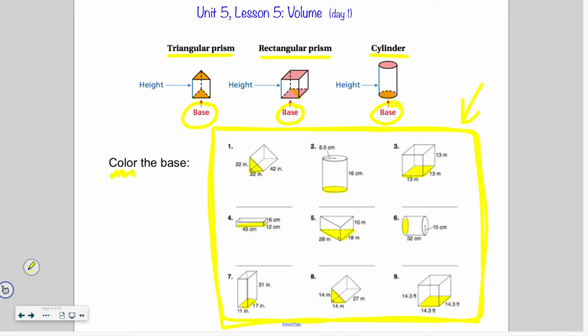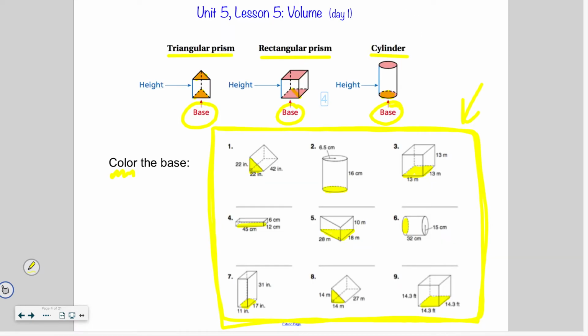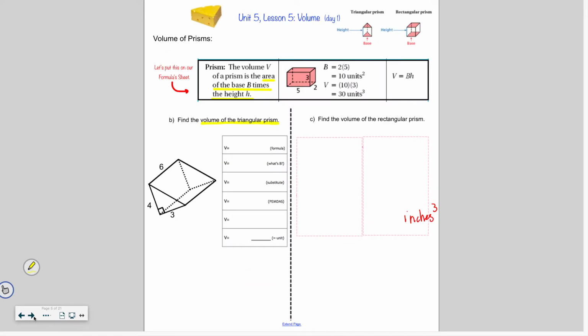Now, let's go ahead and start doing some volume problems. First, I want to find the volume of a triangular prism. I have one example we're going to do together, and then I want you guys to try one in your notes. So a prism, if you haven't written this down, is the area of the base times the height. If you have time in class today, please feel free to fill this into your formula sheet. And let's look at our first prism here. This is a triangular prism because its base shape is a triangle.